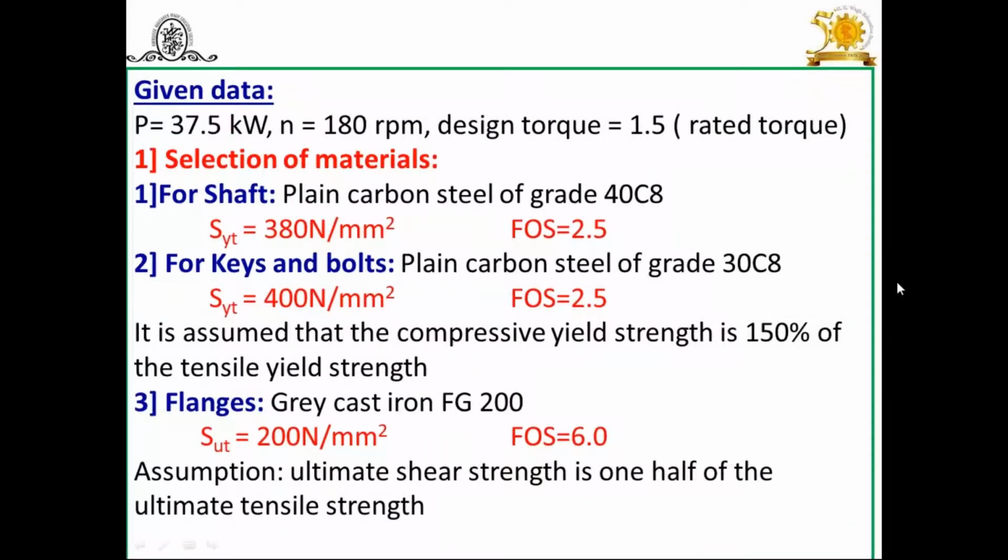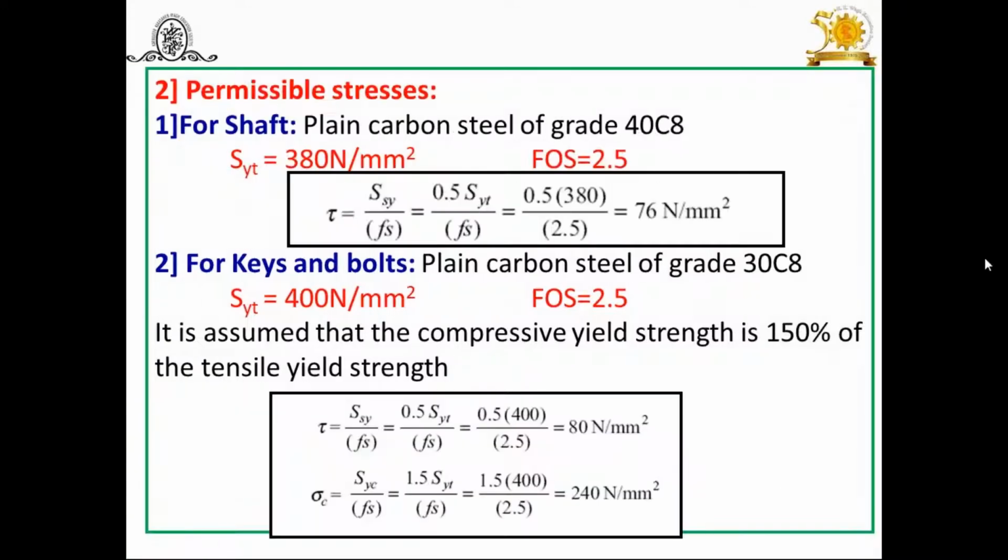In this case, we have already assumed the compressive strength is 150% of the tensile strength, and that's why here you will find SYC is equal to 1.5 of SYT. Look at this. 150% means 1.5 times SYT upon FOS. Sometimes you can take 2 times SYT upon FOS, no problem. Try to understand. But in this problem we have assumed 1.5. That's why 1.5 SYT upon FOS.